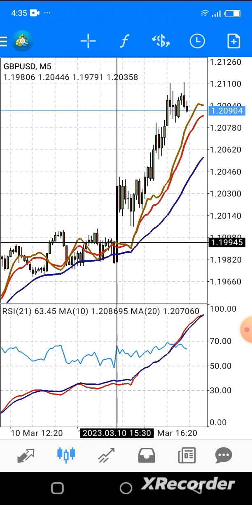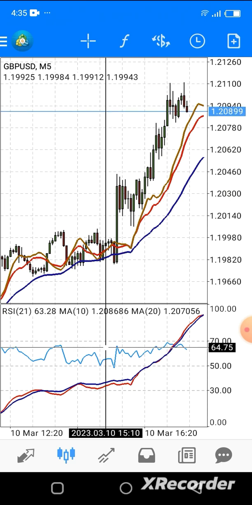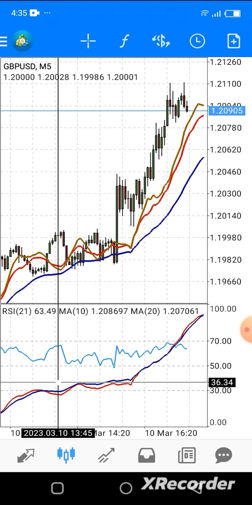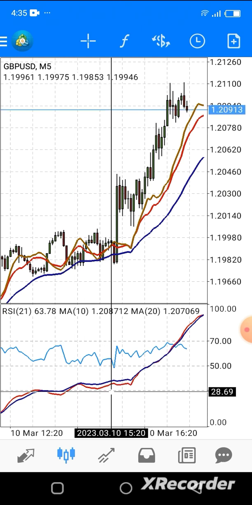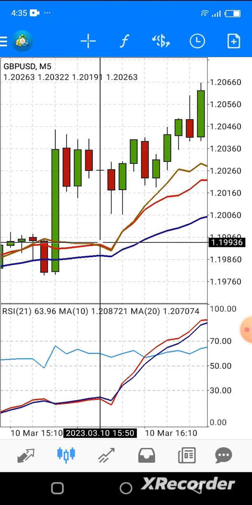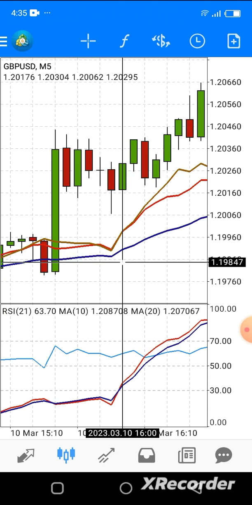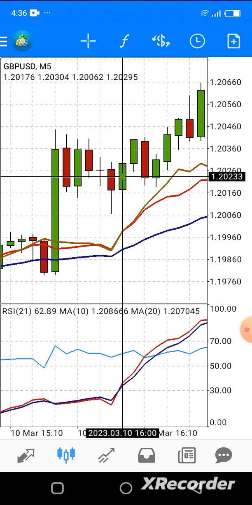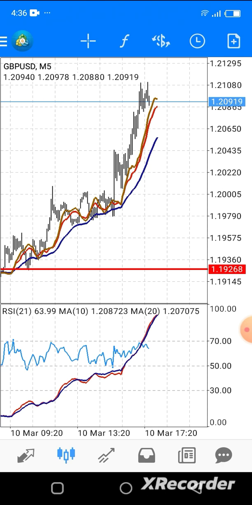Look at the points when the market started going up, and you can see RSI. First of all, look at the RSI above 50, and look at the crossover right here. The crossover happened right here, as you can see. And when it happened, market hasn't moved yet. Look at the candle. The market hasn't moved at all. So after the crossover, as you can see, market went up.